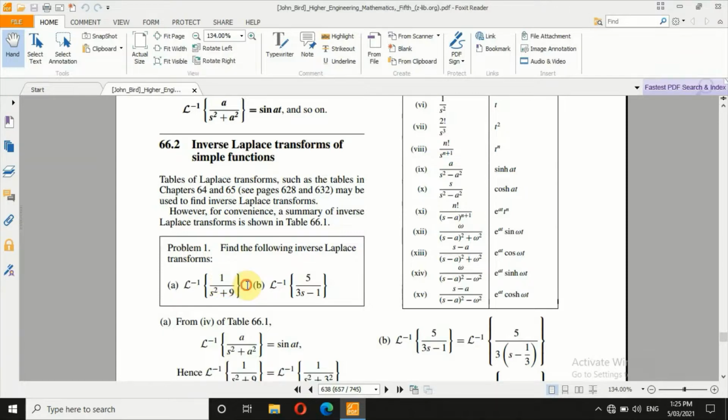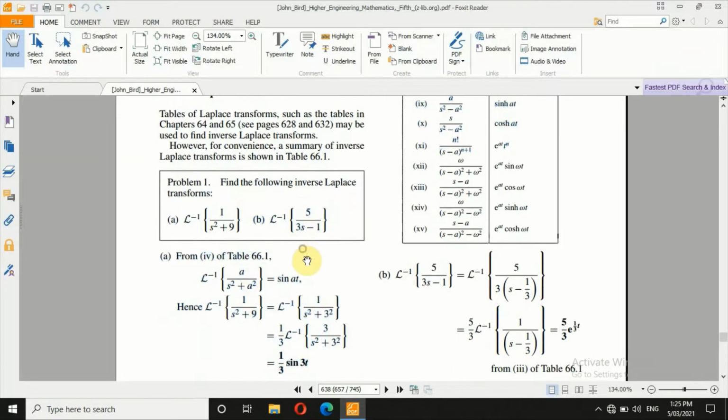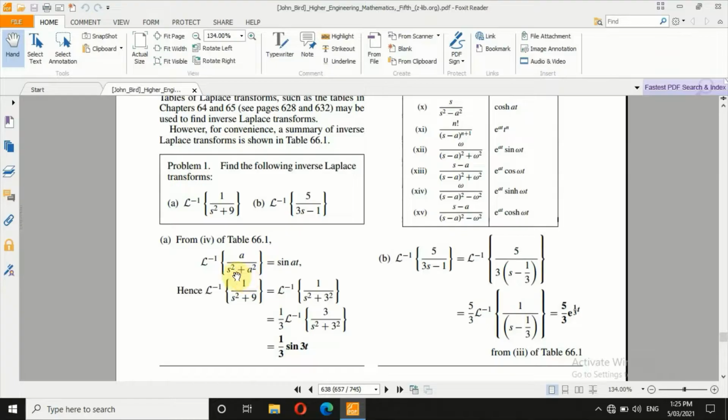Let's take a look at it. We already know that the inverse of a over x squared plus a squared is sine at. So if you look at what we have, the two are almost the same thing. But here we just change this 9 to 3 squared. Now, if it is 3 squared, we know that a must be at the top.